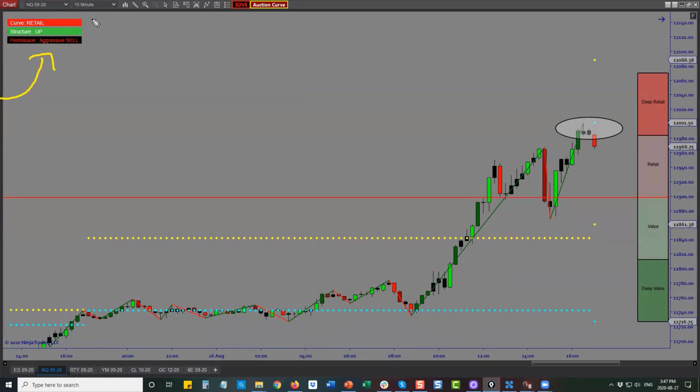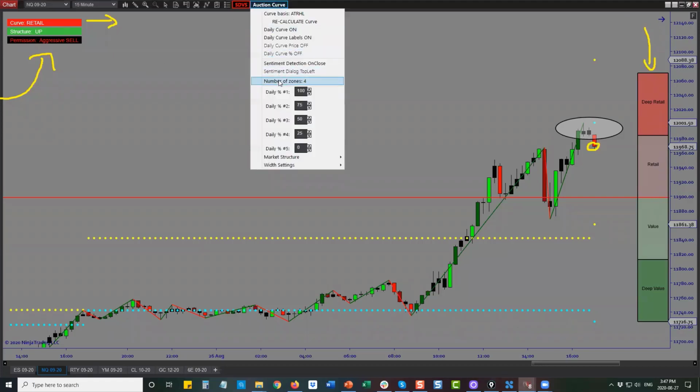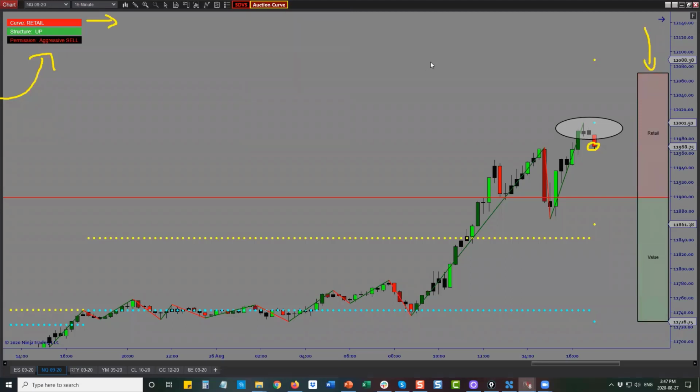The first thing I want you to do is pay attention to the curve. The curve is called the map. This is the curve. It's going to take a look at current price, and it's going to tell you if you're in retail or value. Deep retail or value. Some traders will set this so that it looks at two grids. Keep it simple: retail or value. You're either expensive or you're cheap.